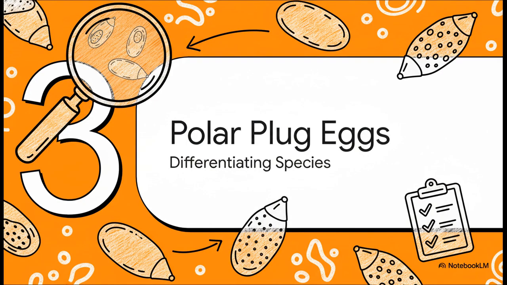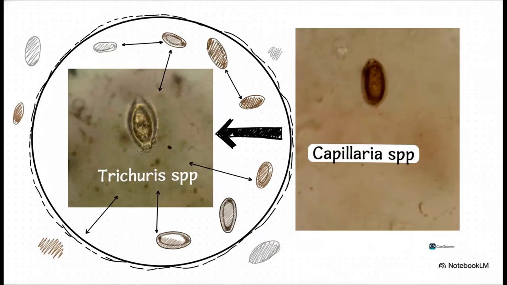Let's roll into Section 3, Differentiating Polar Plug Eggs. Okay, we are now tackling one of the most common, frankly annoying, diagnostic mix-ups at the bench. By placing Trichuris right next to Capillaria, we're basically mimicking your exact mental process at the microscope. You scan a specimen, see an egg with plugs at both ends, and your brain instantly has to rule out possibilities based on really subtle structural differences.